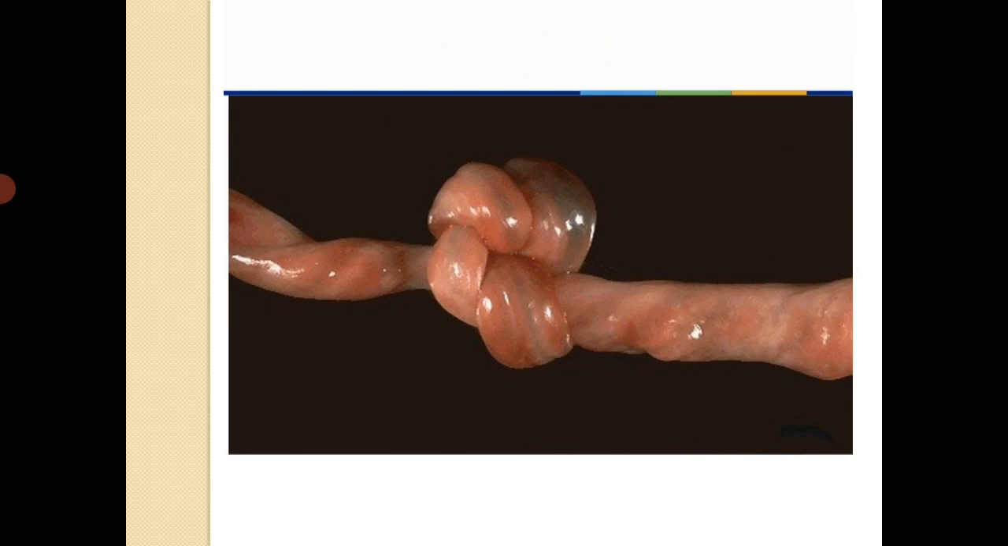True knots are liable to occur with a small fetus, long cord, large amount of amniotic fluid, and multiple gestations within a single amnion. So here you can see a true knot of the cord, which can lead to decreased blood supply to the fetus.